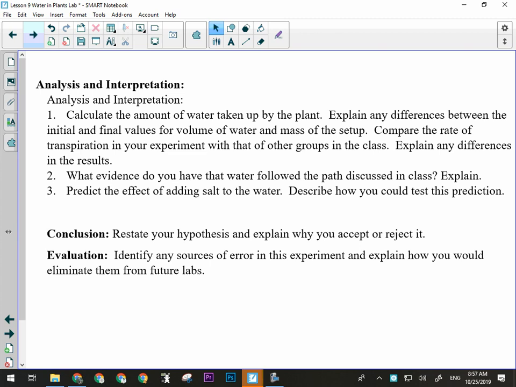Okay, so setting this lab up should take us like 15 minutes tops. Okay, it should really go pretty quick. Then we can come back and you can have some time to work on the pre-lab part.